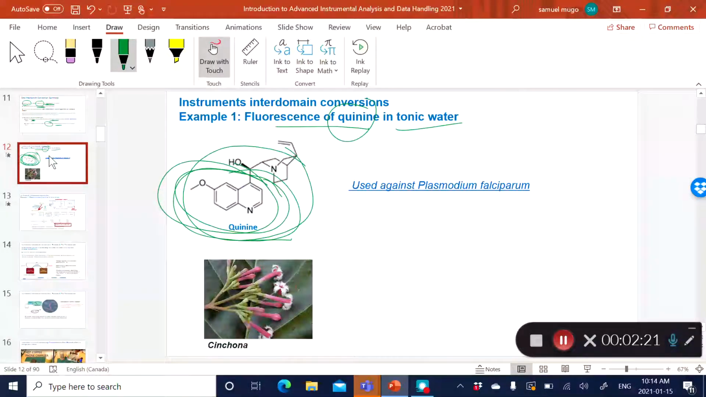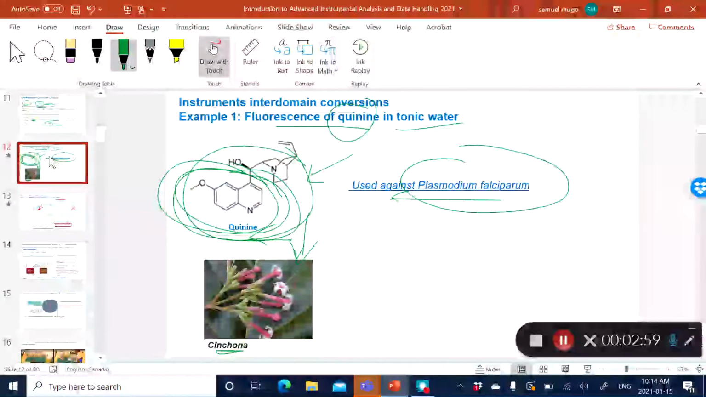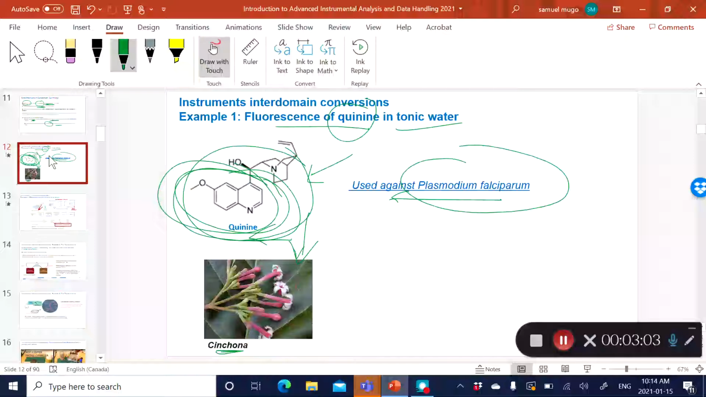Now, quinine is a molecule that is used against the protozoa species that transmit malaria. And it comes from the cinchona plant. To this day, actually, it's still naturally derived. Of course, people have tried synthetic processes to produce quinine, but none of them is economically viable. And so to this day, people actually extract quinine from the cinchona plant, typically grown in Peru and also some parts of Europe as well.